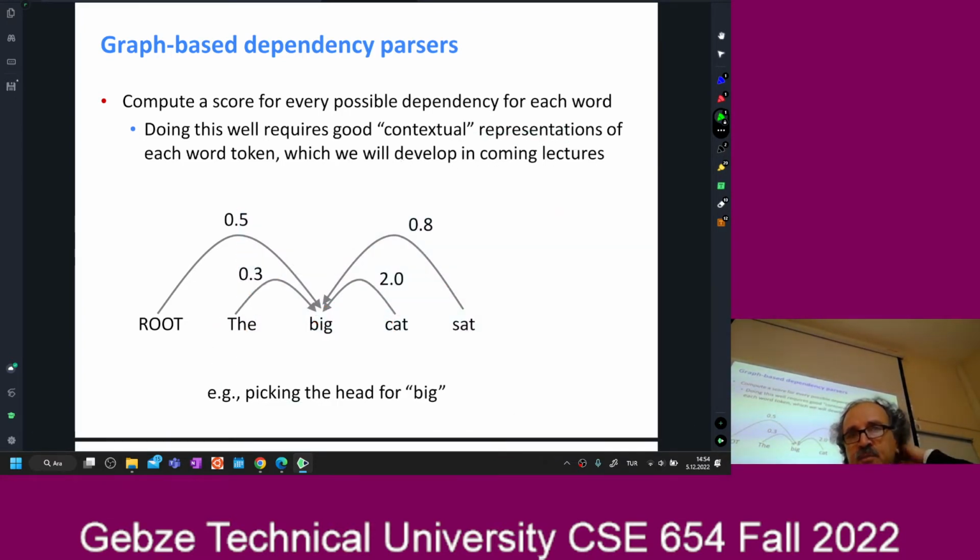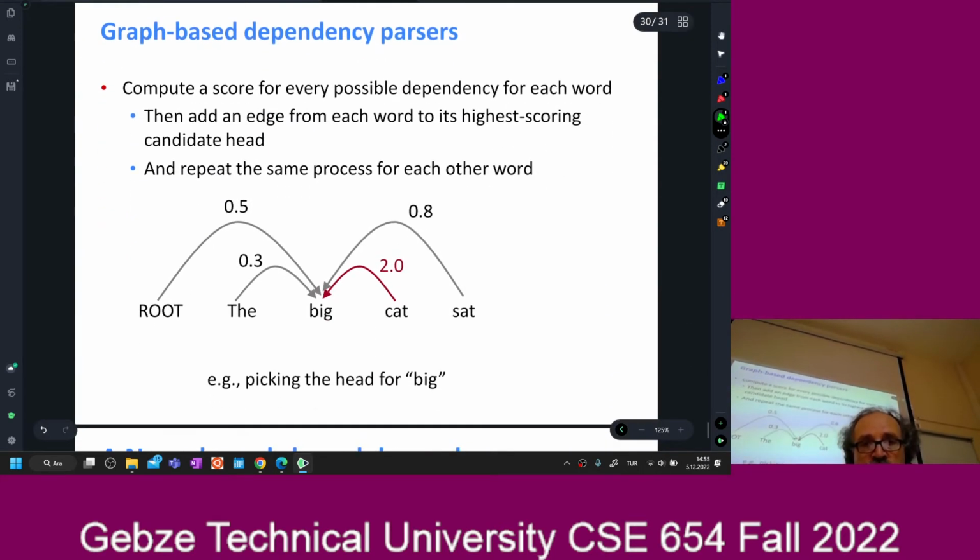Compute a score for every possible dependency for each word. Every possible dependency. So for this "big", doing this requires good contextual representations. This is just for "big"; I'm going to do this for "the", "cat" and "sat" too. So everything is connected to everything. So it's a full graph.